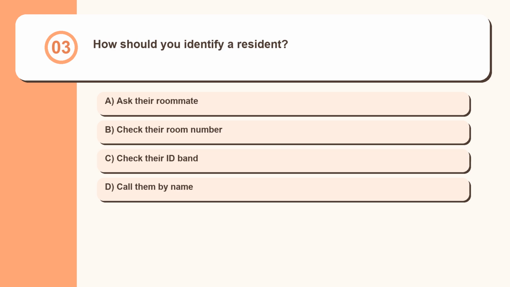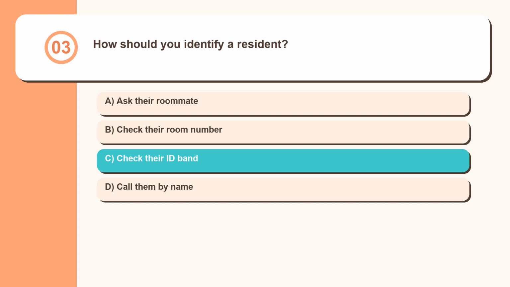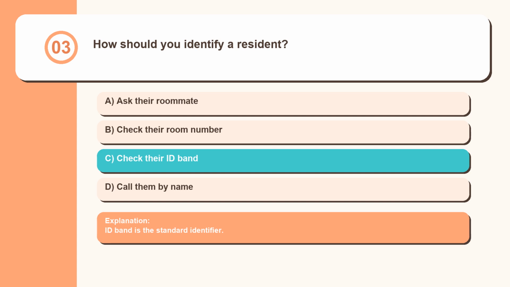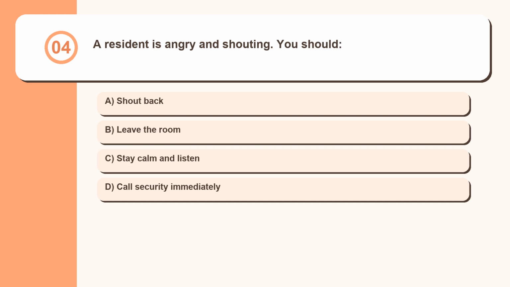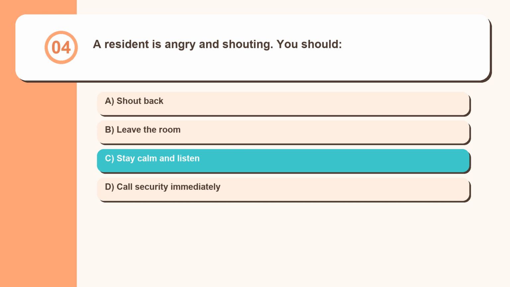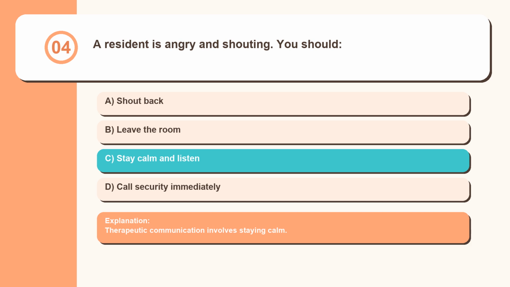Question 3. How should you identify a resident? Ask their roommate. Check their room number. Check their ID band. Call them by name. ID band is the standard identifier. Question 4. A resident is angry and shouting. You should shout back. Leave the room. Stay calm and listen. Call security immediately. Therapeutic communication involves staying calm.